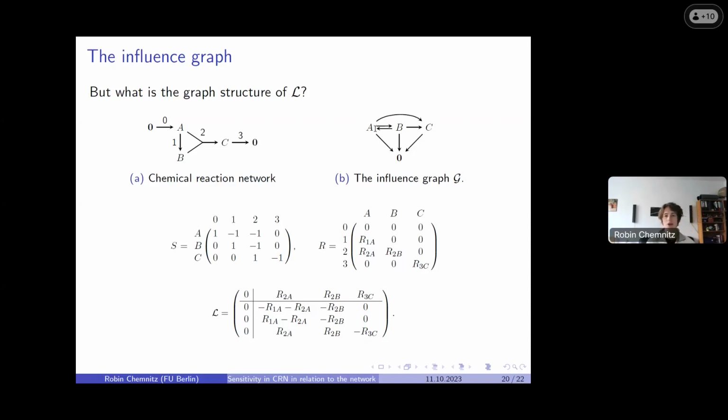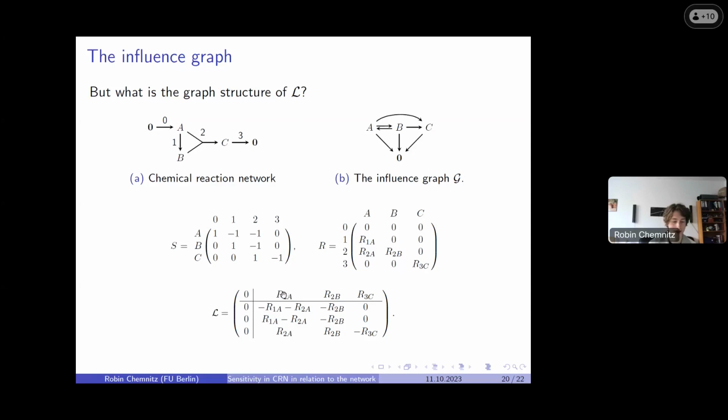There are a few things that make edges. If there is a reaction from A to B, for example, then we will also get an influence in the influence graph from A to B: A has an influence on B. But now B will also have an influence on A, because when there's more B, then this reaction 2 will happen faster. So B will have a negative influence on A.